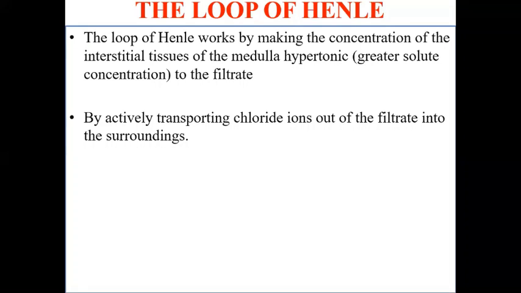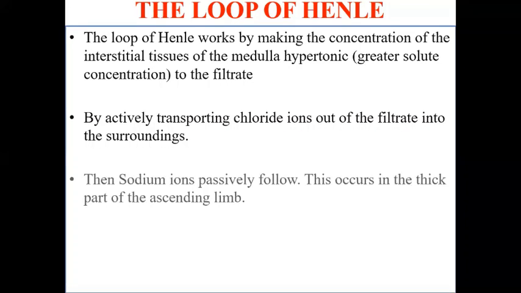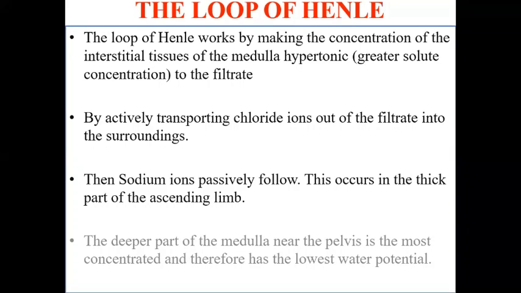The hypertonic concentration is created by actively transporting chloride ions out of the filtrate into the surroundings and also sodium. So once you transport chloride, sodium will also follow. So then sodium ions passively follow. This occurs in the thick part of the ascending limb of the loop of Henle. The deeper part of the medulla near the pelvis is the most concentrated and therefore has the lowest water potential.